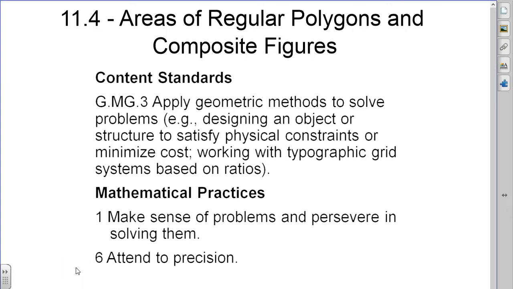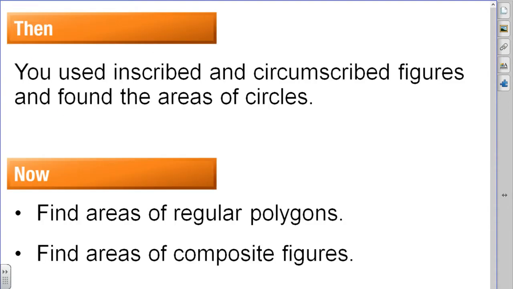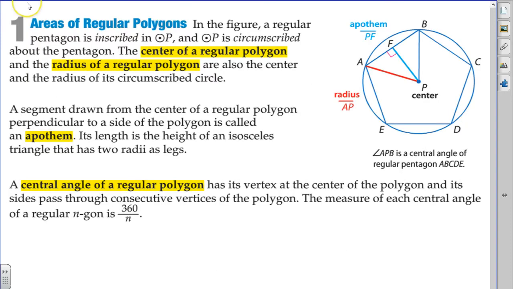Okay, so here are the notes for section 11.4, areas of regular polygons and composite figures. The book talks about using inscribed and circumscribed figures and areas of circles and stuff. To some degree, that's what we're going to do. We're going to find the area of regular polygons and composite figures. So, areas of regular polygons.